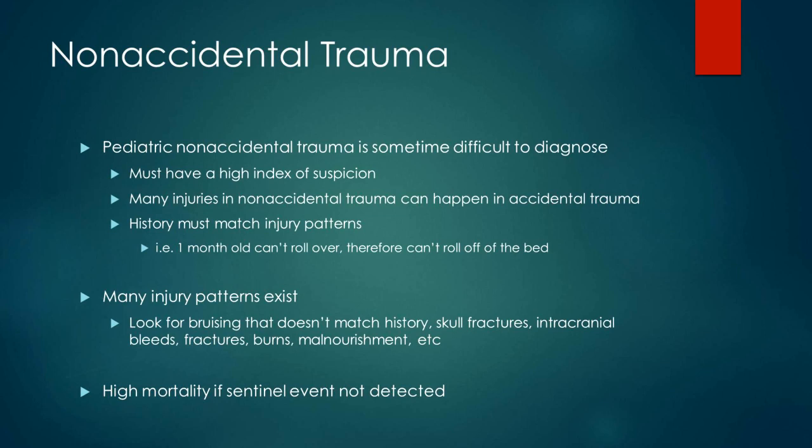For example, you're a one-month-old, can't roll over. Therefore, if the mother provides a history that the patient rolled off the bed, that's not a consistent history with the injury patterns. Many injury patterns exist in non-accidental trauma. You want to look for bruising that doesn't match the history, skull fractures in young infants, intracranial bleeds, fractures, burns, malnourishment, and bruises in multiple stages of healing. There is a significantly high mortality in pediatric non-accidental trauma if the sentinel event is not detected initially.